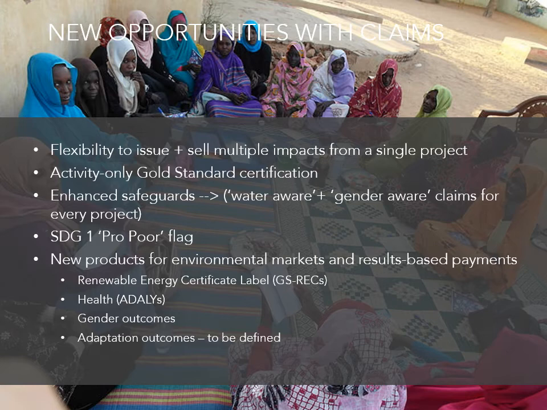And some of the new products that will be available for results-based payments include renewable energy certificate labels to demonstrate sustainable development impacts and additionality in the REC space. Health impacts using the metric of averted disability adjusted life years, which is a common metric to demonstrate the reduced burden of disease in the health community. Gender outcomes and adaptation outcomes, which will be defined and shared in due course.